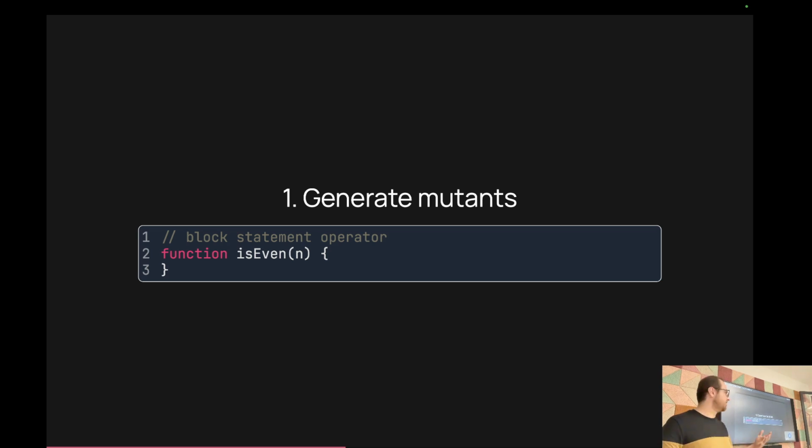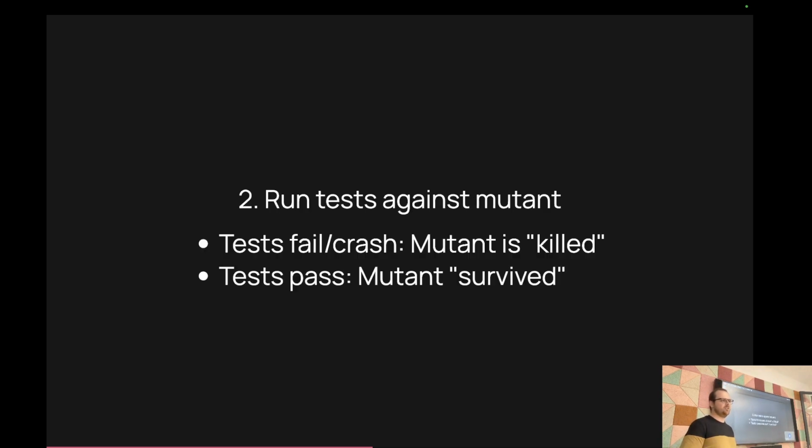And now, in this example here, we have 3 different kinds of mutants. And we will now run our test suite against each of these mutants. And we check for each run, was at least one test failing or did it crash? And then we say that this mutant was killed. And yes, that's the actual terminology.